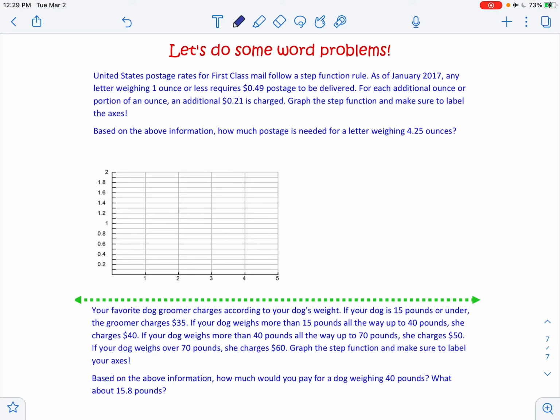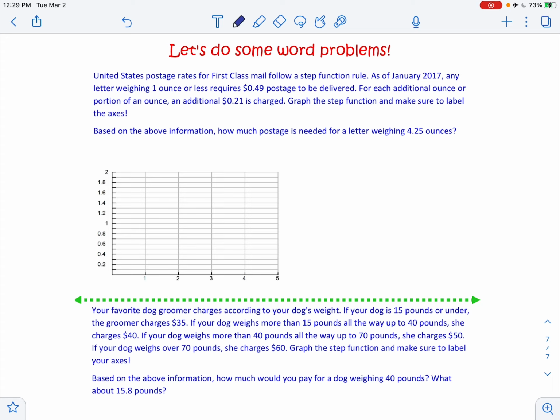Okay, let's go over some word problems of step functions. The first one says the United States postage rates for first-class mail follow a step function rule. As of January 2017, any letter weighing 1 ounce or less requires 49-cent postage to be delivered. For each additional ounce or portion of an ounce, an additional 21 cents is charged. Graph the step function and make sure to label the axes.